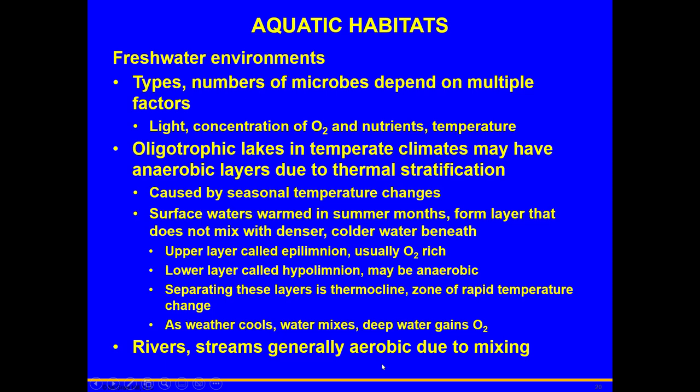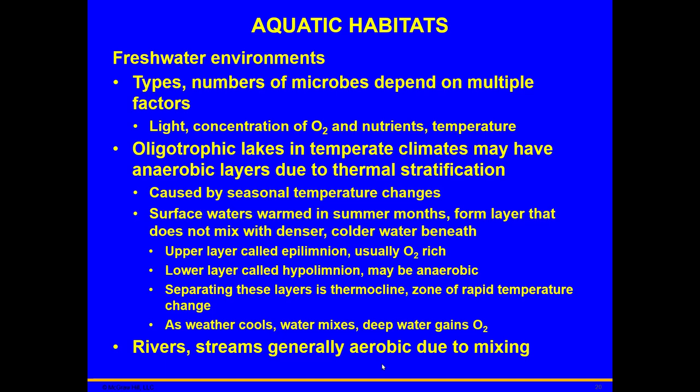In freshwater environments, the types and numbers of microbes depend on multiple factors: light, concentration of oxygen, nutrients, the temperature. Oligotrophic lakes in temperate climates may have anaerobic layers. Now, this is due to what they call thermostratification. So think about it this way. If you take, let's say, a lake, and you're going to have seasonal temperature changes.